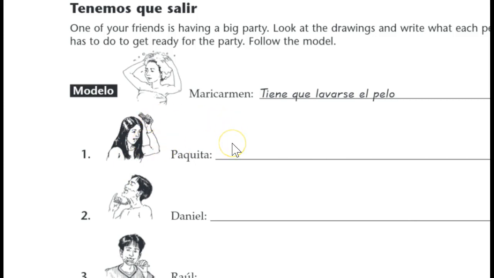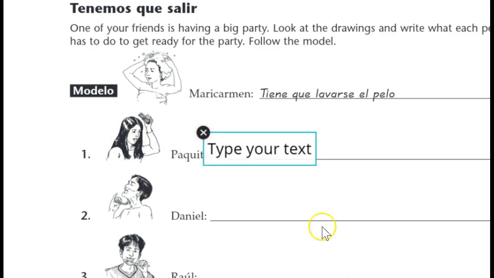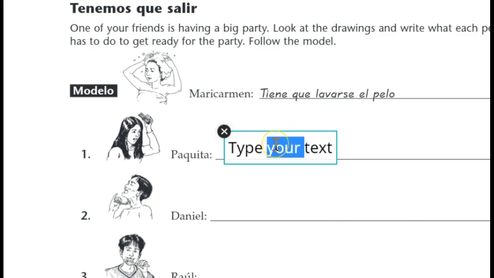Okay, here you're just going to take the action, take the picture, and match it to the vocabulary word. So here she's washing her hair. So you're saying, Mari Carmen tiene que lavarse el pelo. She has to wash her hair. Right? So this is like what people need to do to get ready. Paquita, she has to comb her hair. A couple options here. You could say she has to straighten her hair out, right? Which would be arreglarse el pelo. Right? Or you could say, instead of arreglarse, you could say peinarse el pelo. She has to comb her hair.